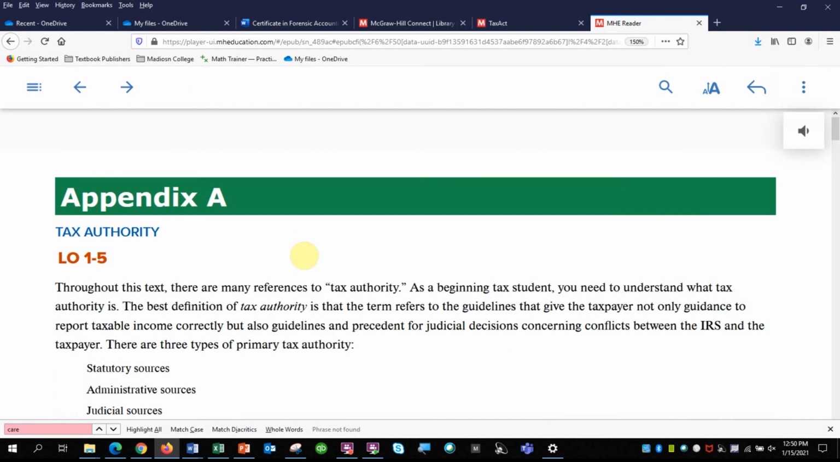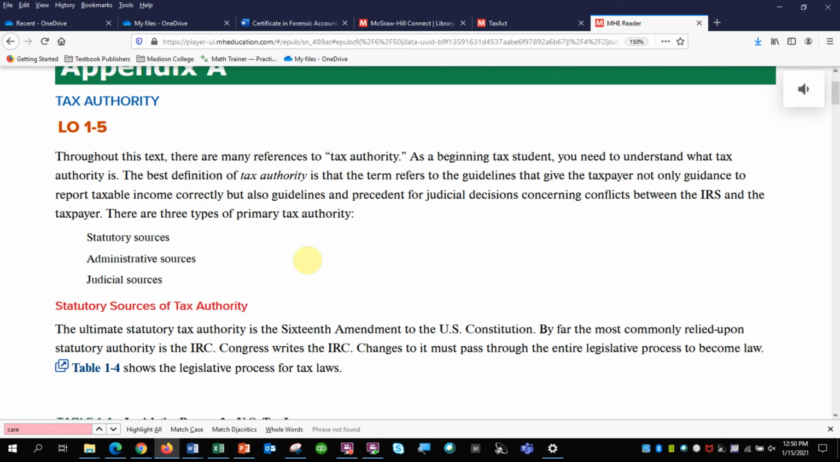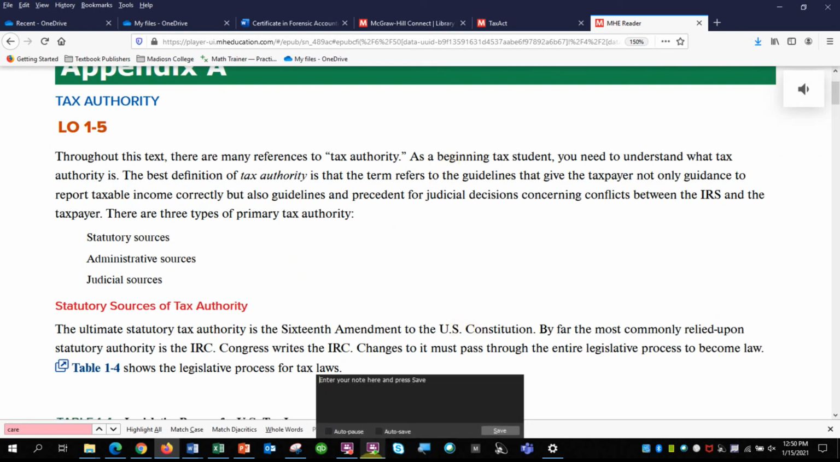All right, and the assignment then in Connect just kind of reiterates a lot of what we talked about here in this chapter. Feel free to contact me if you find you have any questions.